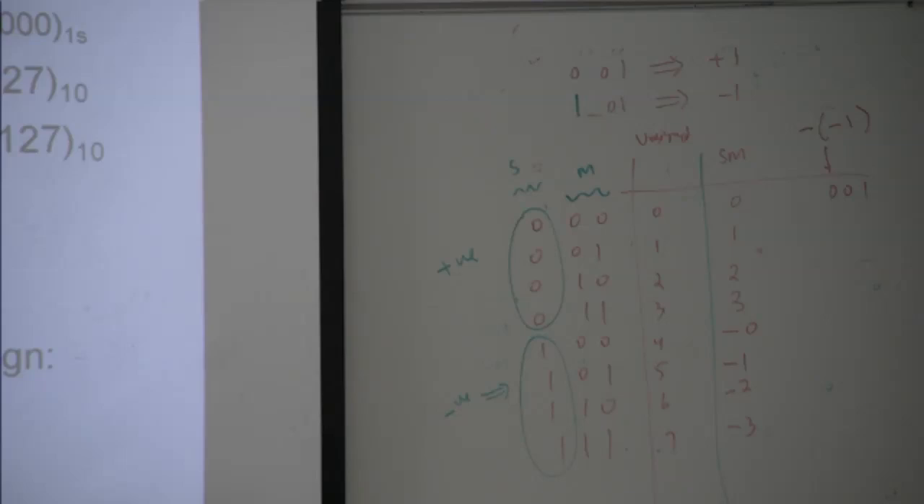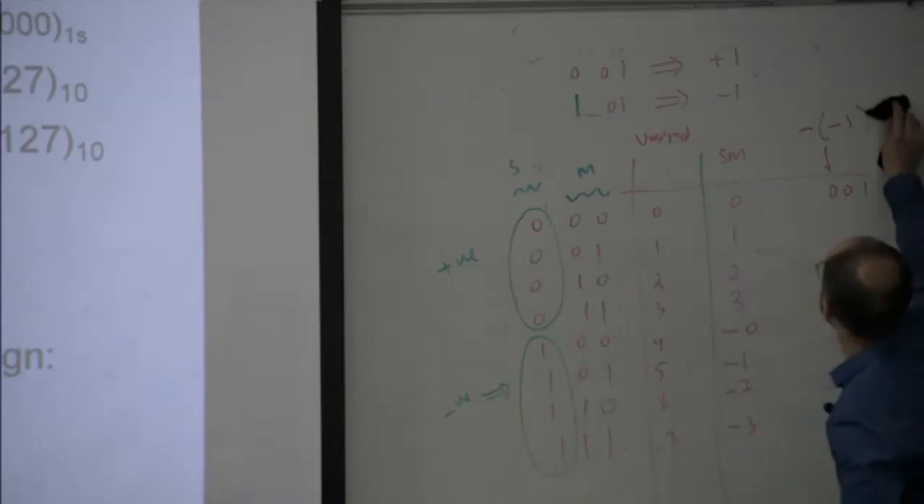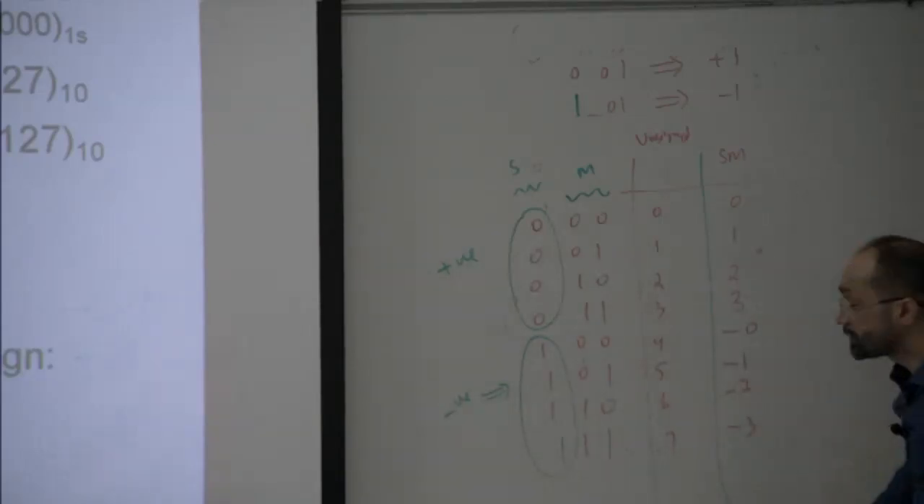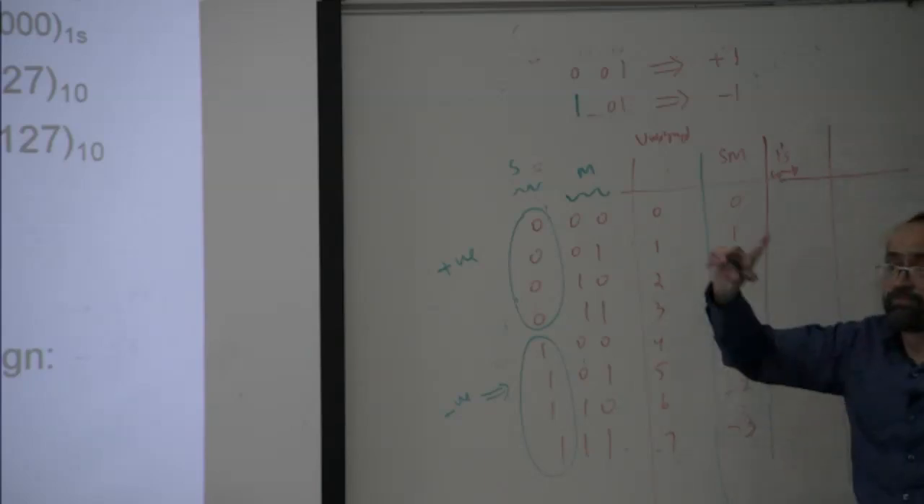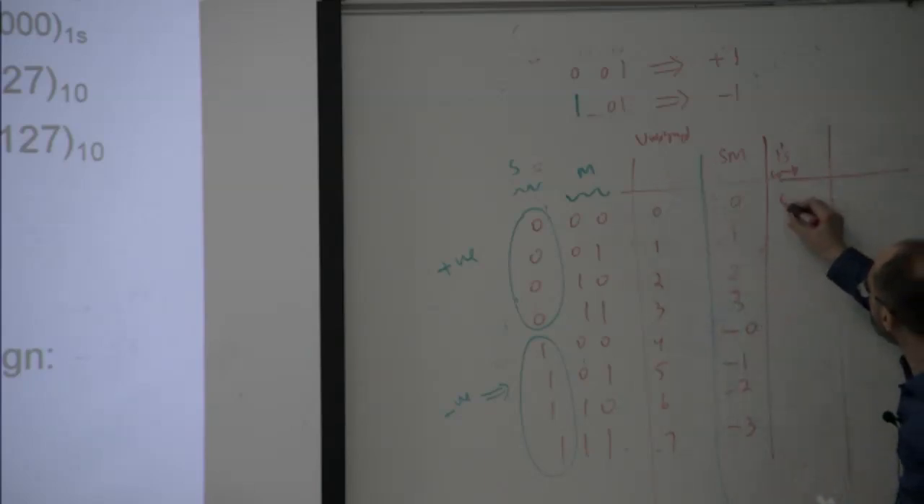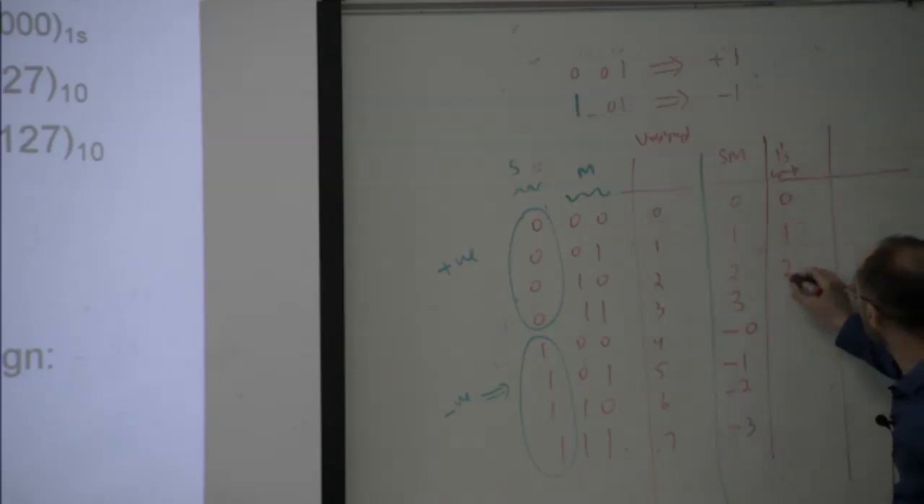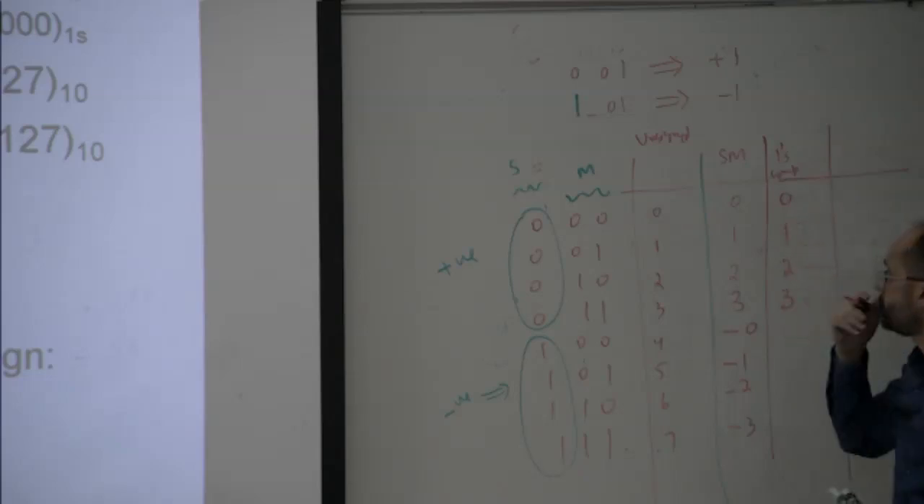So the largest positive number. Now please look here. This table is very important. Now we have the sign magnitude, and now we have 1's complement. In 1's complement, the positive numbers are the same: 0, then 1, then 2, and then 3.